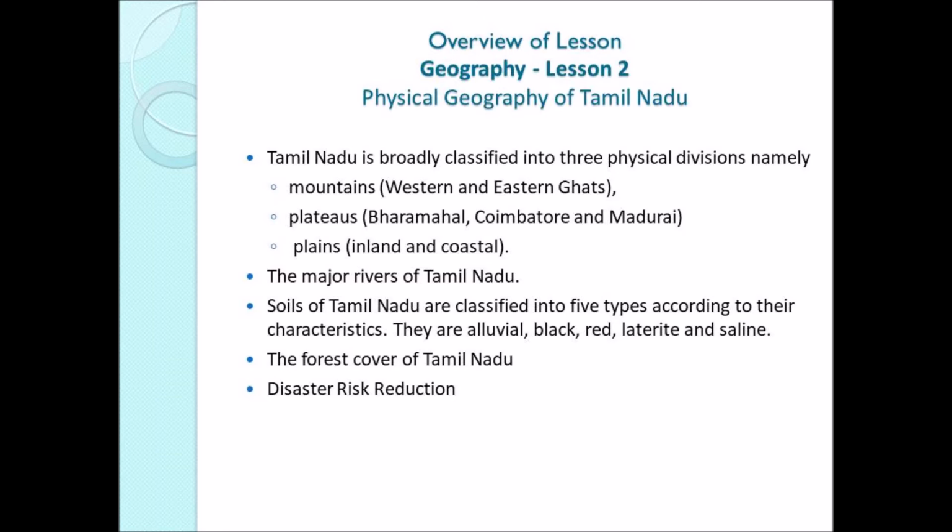The 3 main physical divisions in Tamil Nadu are mountains. That is, we have the Western Ghats and the Eastern Ghats. We have the plateaus and plains. So the 3 main physical divisions in Tamil Nadu are mountains, plateaus and plains. And next is the drainage system, that is the river system. The important rivers in Tamil Nadu are Kaveri, Palar, Ponnaiyar, Vaigai and Tamirabarani. We studied about all these rivers in detail.